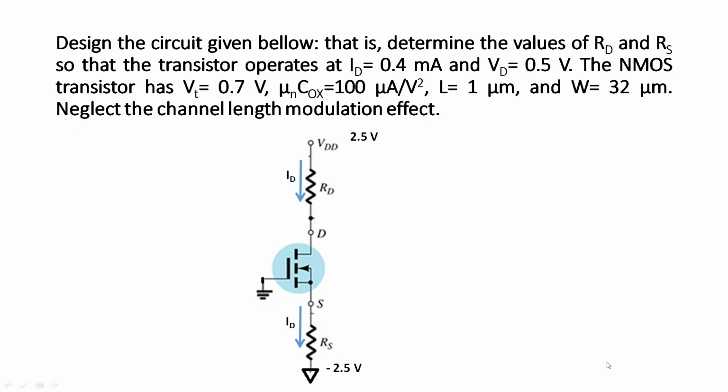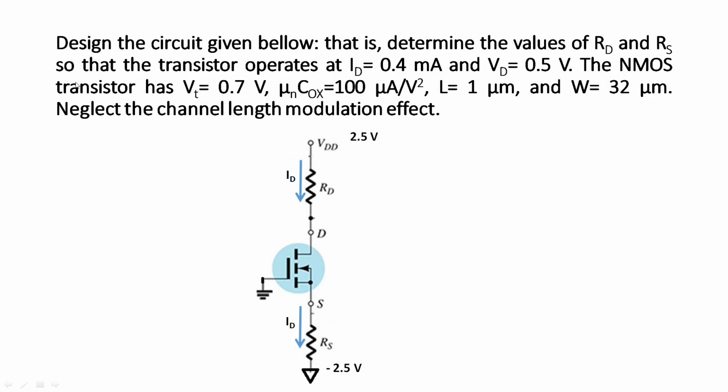Now let's do another numerical. In this design numerical, it is given: design the circuit given below, that is, determine the value of RD and RS so that the transistor operates at ID equals 0.4 milliampere and VD equals 0.5 volt.